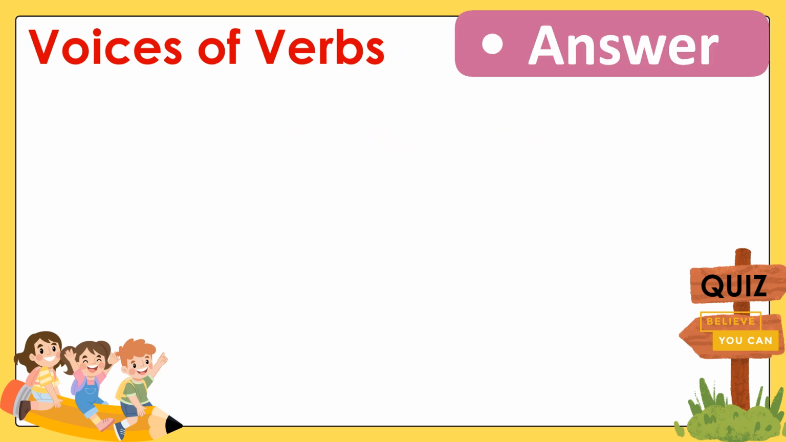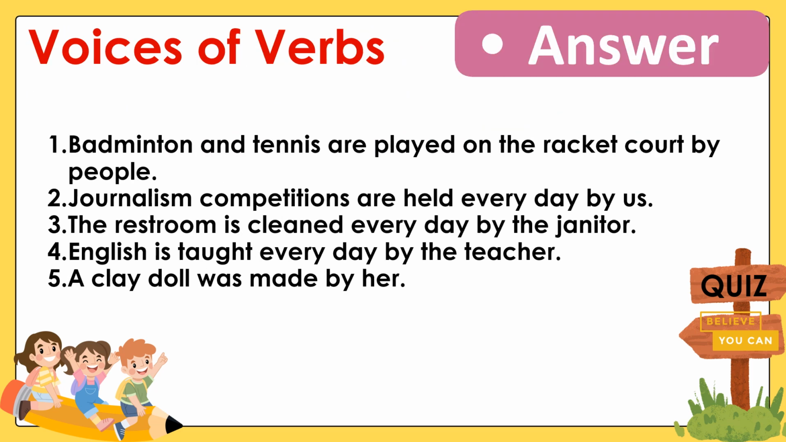And here are the answers. Number 1, badminton and tennis are played on the racket court by people. Number 2, journalism competitions are held every day by us. Number 3, the restroom is cleaned every day by the janitor. Number 4, English is taught every day by the teacher. And number 5, a clay doll was made by her.